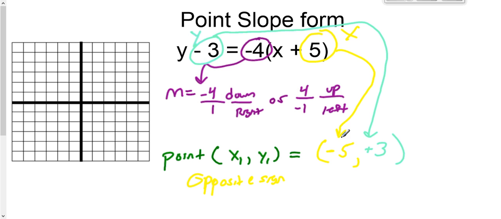Once we have our point, this is where we're going to start our equation. 1, 2, 3, 4, 5, 1, 2, 3. Right there. Just as if it started over here, once we have our first point, we're going to move according to our slope. Down 4, right 1. Down 4, right 1. Connect the dots with the line. And that's graphing in point slope form.